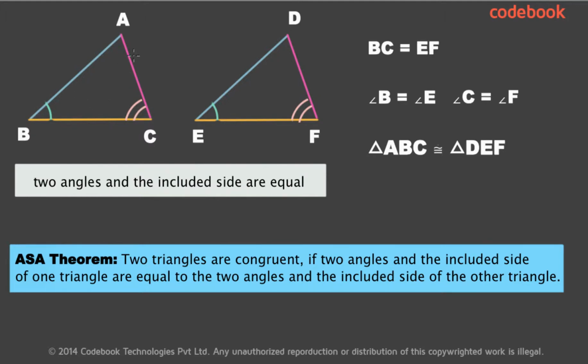But we don't know if AB is equal to DE. What are the possible scenarios for a relationship between AB and DE? Either they can be equal to each other, or AB can be greater than DE in length, or AB can be less than DE in length. Let's try to look at all these three scenarios and determine if these two triangles are congruent. So that's the way we will approach to prove this theorem.